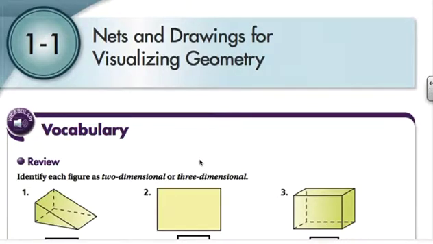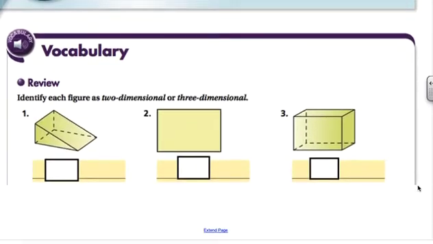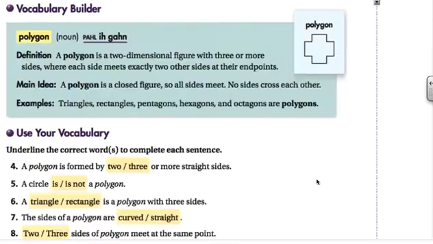All right, this is our first lesson, Chapter 1, on nets and drawings for visualizing geometry. We're going to start right out with our vocabulary, talking about what a two-dimensional and a three-dimensional figure looks like on paper. Whenever we have these hidden lines here, those are three-dimensional figures, and just flat surfaces, those are two-dimensional figures. So number 3, you can see with the hidden lines there, that's also going to be a three-dimensional figure.